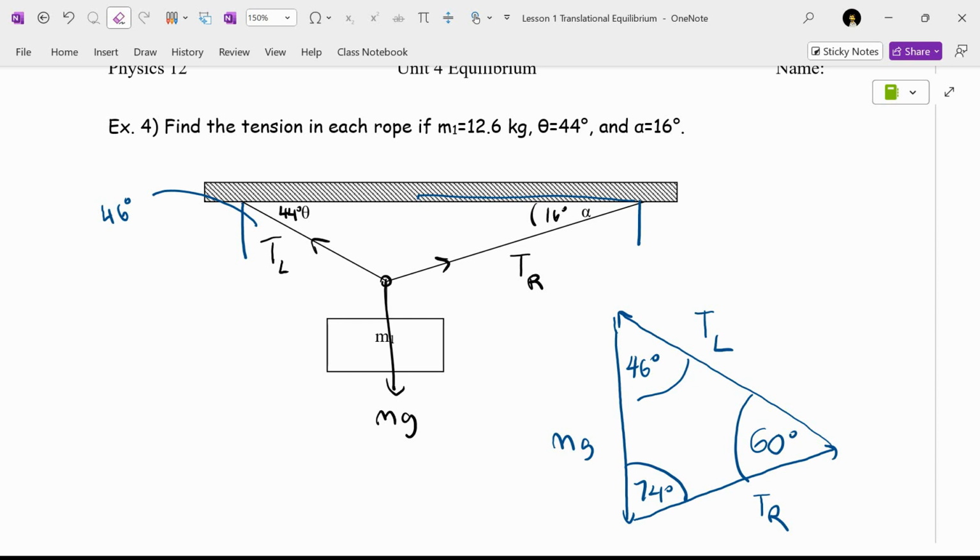Okay. The tricky part is going to be fitting in the angles. From here, it's going to be the sine law. Tori, what do you want to find first? Left tension or right tension? I don't care, pick. Tension left.